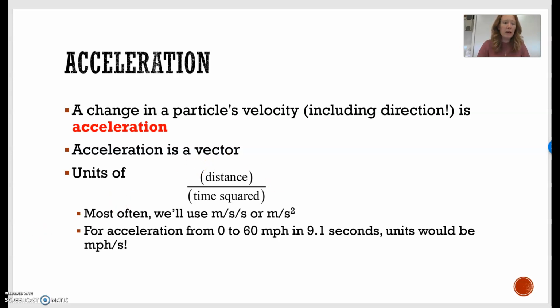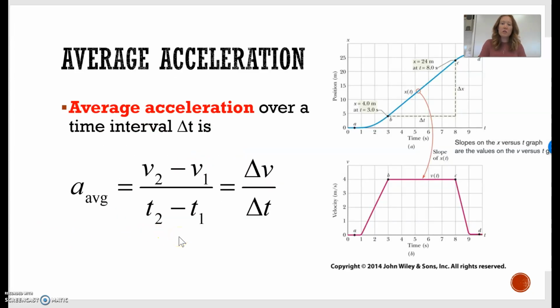As we talk about average acceleration, just like we did average velocity as the change in position over the change in time, here we're going to talk about average acceleration as the change in velocity over the change in time.